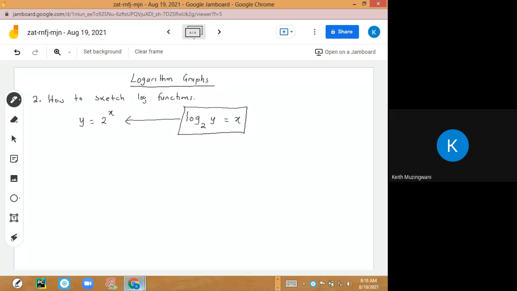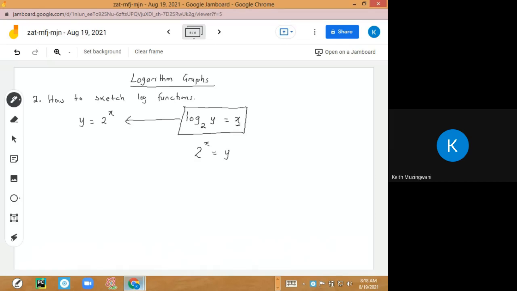So whenever I have log, the base can be written as base 2. You leave y, you go to the x. That x becomes the power for the base, must be equal to y. That is how logs and exponentials are related. And this relationship is called inverse of each other. So we say exponentials and logarithms are inverses of each other.